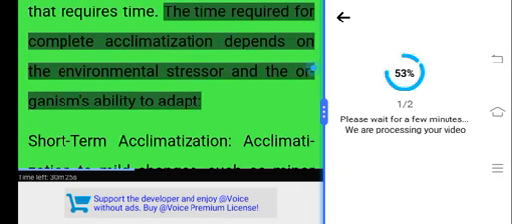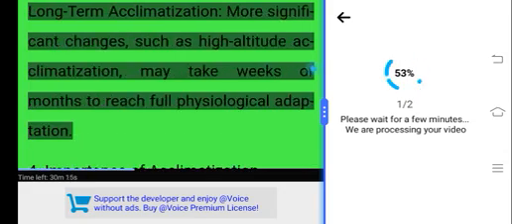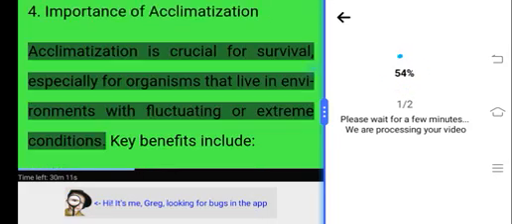The time required for complete acclimatization depends on the environmental stressor and the organism's ability to adapt. Short-term acclimatization. Acclimatization to mild changes, such as minor shifts in temperature or humidity, can occur within a few hours or days. Long-term acclimatization. More significant changes, such as high altitude acclimatization, may take weeks or months to reach full physiological adaptation.